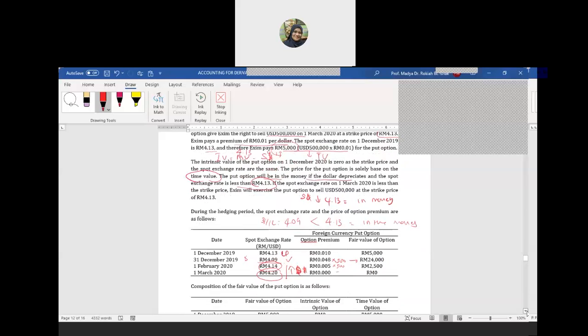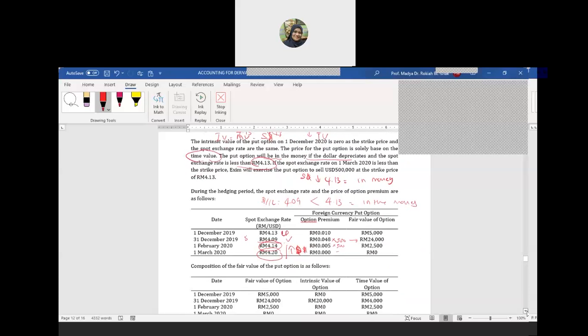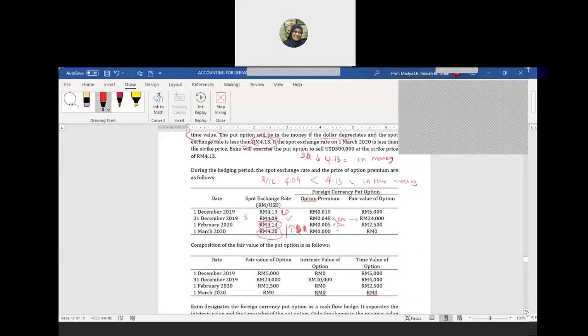Okay, so this is put options. For the put options, the fair value comes from here. Where do we get this figure? The figure comes from here. So during these dates, the time value is 0, because the value comes from here. The calculation is from here.